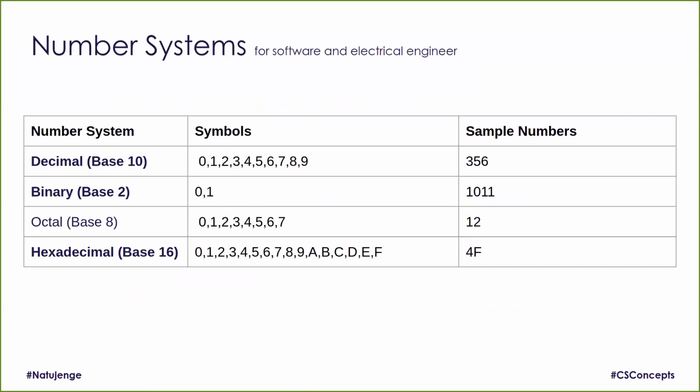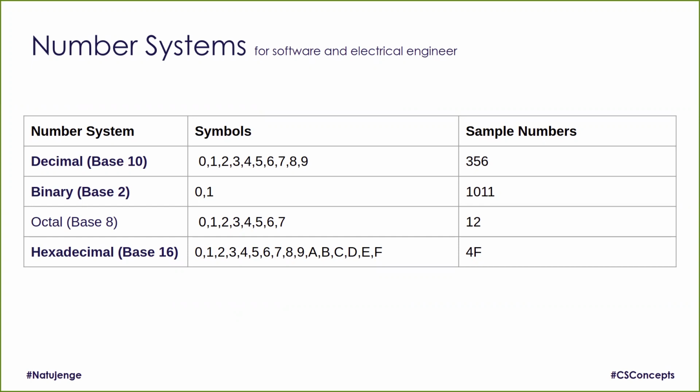So what are these number systems that you're calling relevant? You already know the decimal. The computers don't use decimal number systems, but we think in those number systems. It has symbols from 0 to 9. Binary has only 2 symbols, 0 and 1.